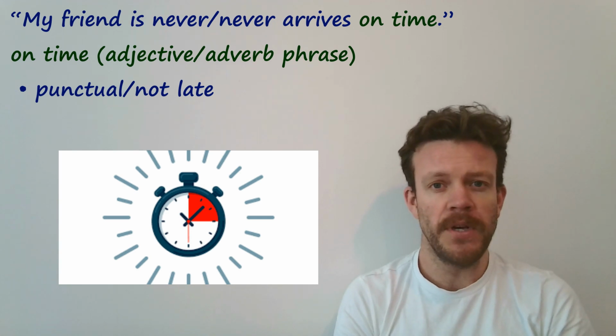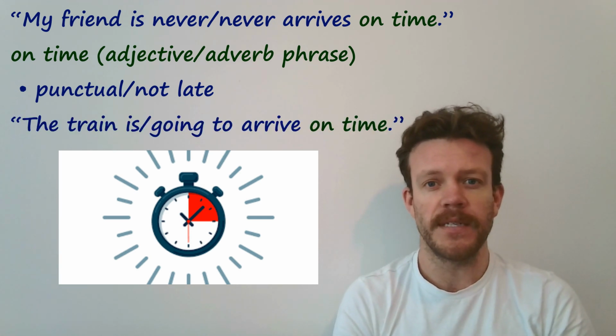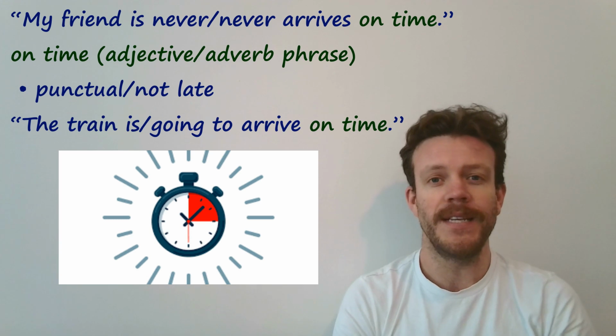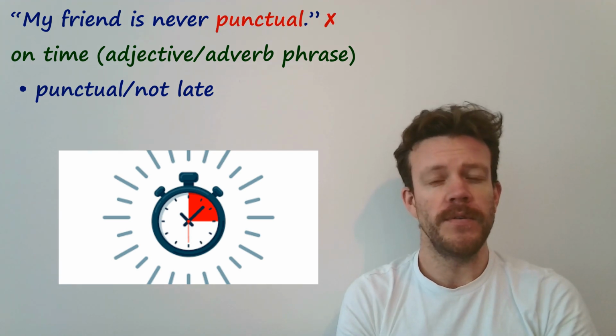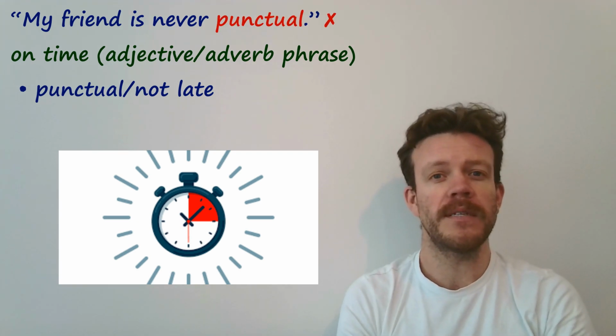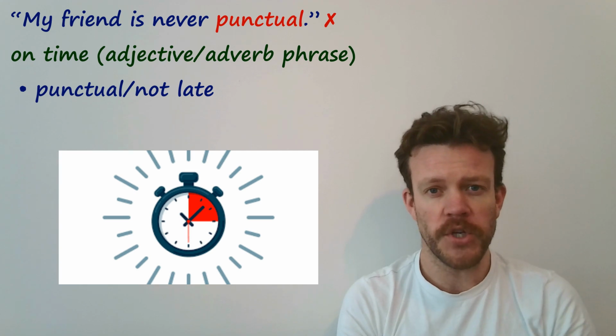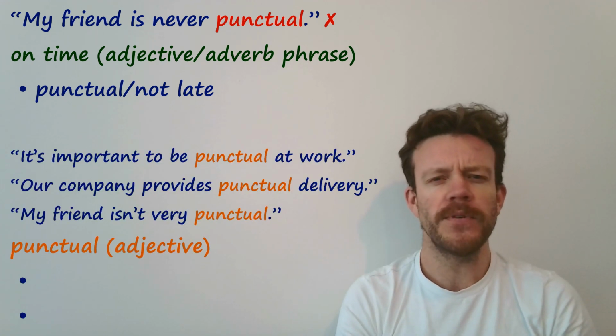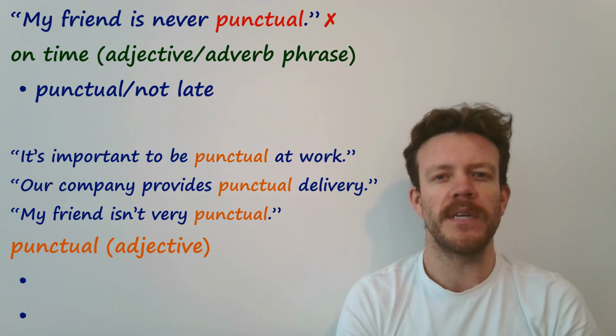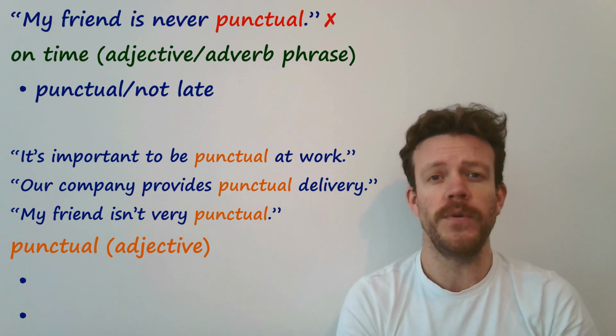Can use it for people, but also things like trains and buses. The train is on time, the train is going to arrive on time. And it's much better to use this phrase rather than saying my friend is never punctual, which would sound a little strange. Just pause the video, look at these three sentences and think when we do use punctual.